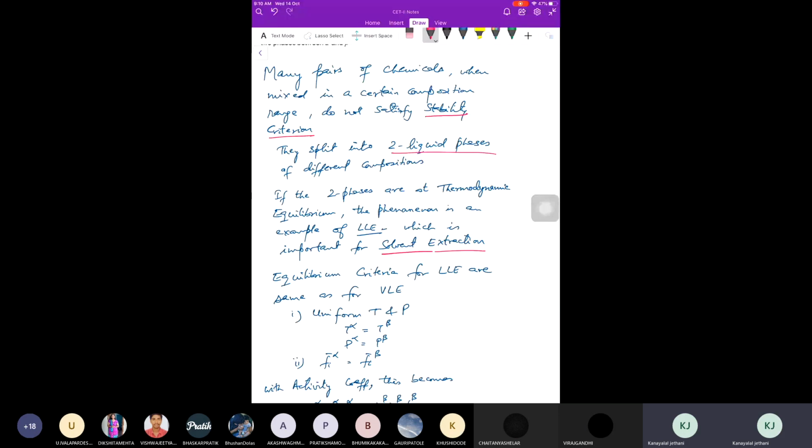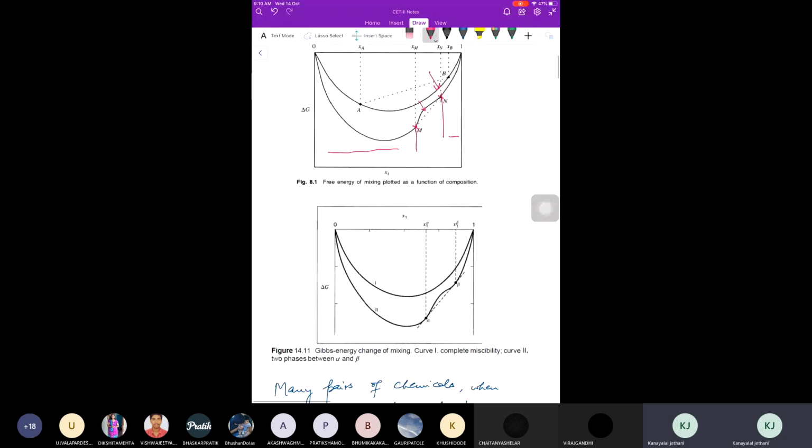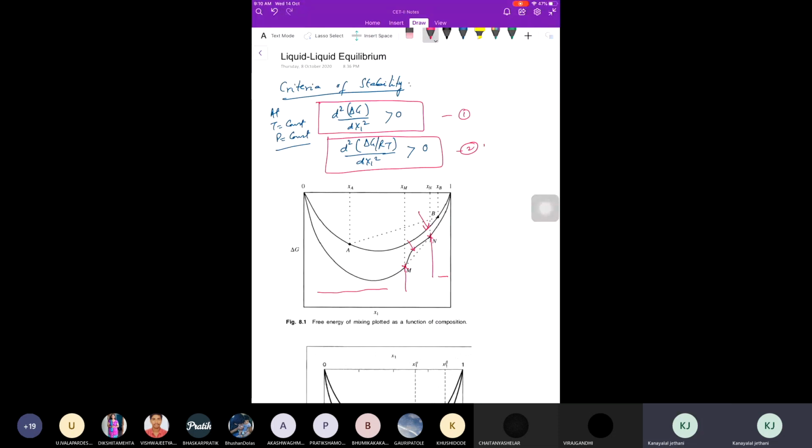Okay, so let's start again. So criteria of stability shows that in this region of composition, if you mix two liquids, they'll be unstable and they will split into two liquids of composition M and N in different proportions depending on the composition, depending on where this actual mixing composition is, right? And we have seen how to find the ratio of these two liquids by Lever-Arm principle.